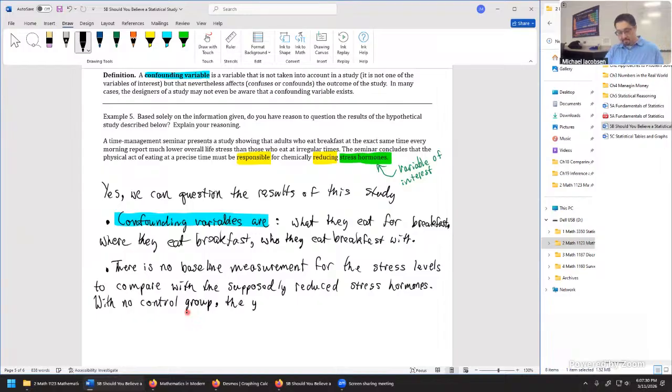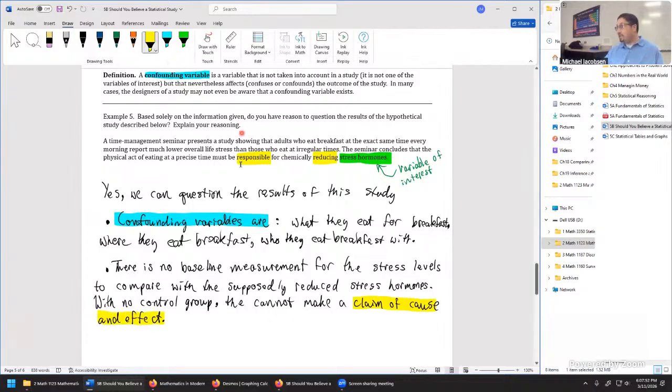And we can say with no control group, they cannot make a claim of cause and effect. And they really are reaching for that. They're pretty much saying it directly without using the words cause and effect in the language that's been written out here.